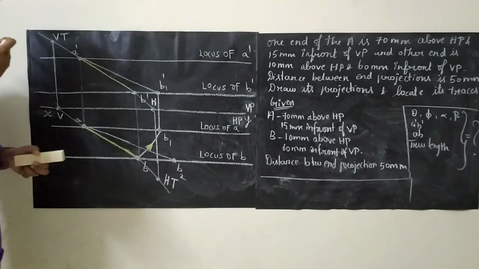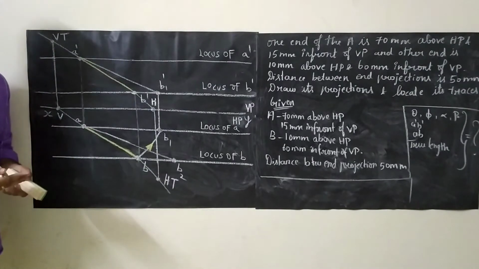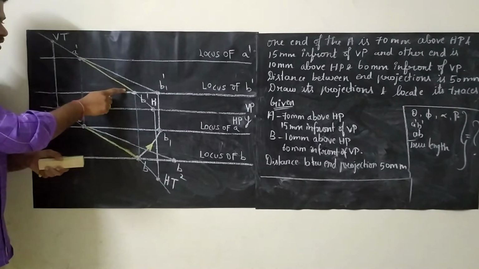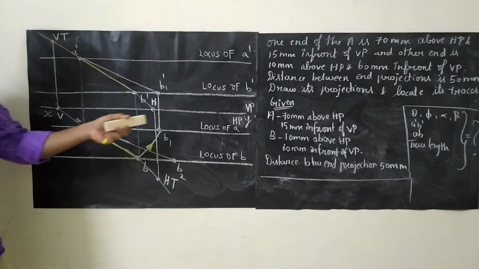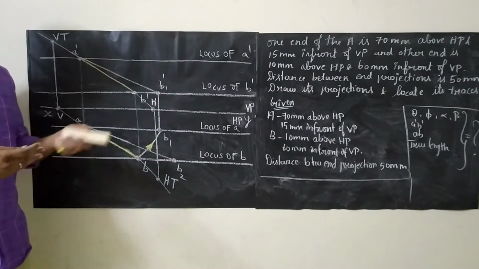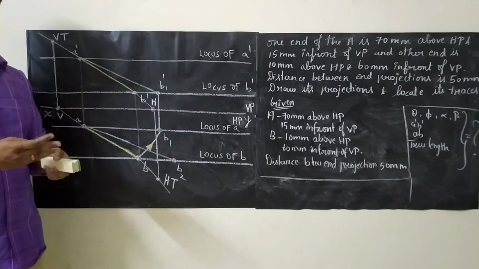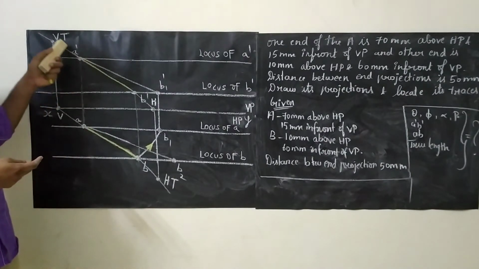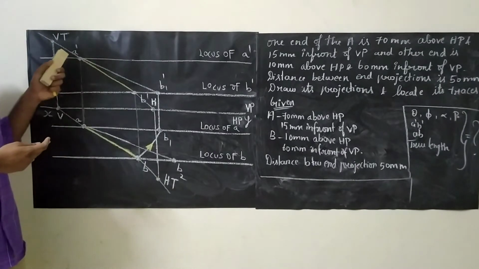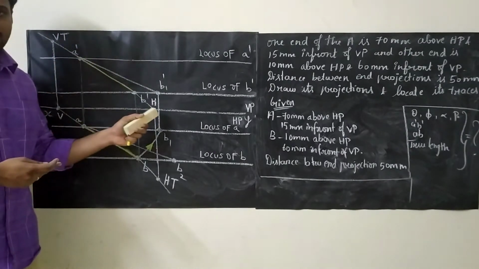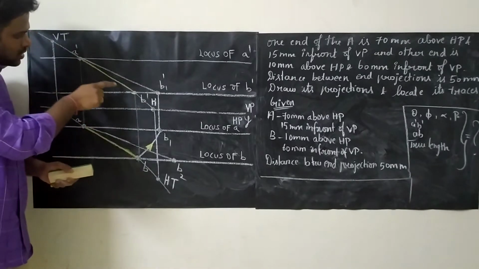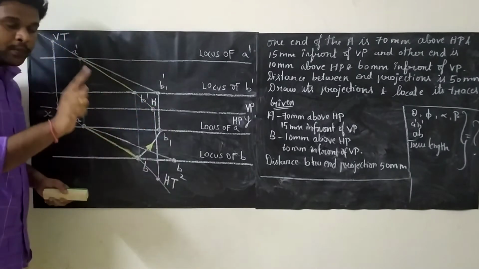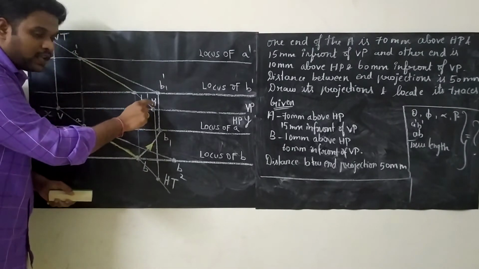Now we are going to draw the traces. For that, the same steps we followed. First step is to extend your front view, that is the A dash B dash line, till it touches the reference line. In previous cases, we had the locus of A dash below, so we were extending in the reverse direction. But now we can't extend forward, right? So we have to extend A dash B dash in the reverse direction. When you extend the A dash B dash line in reverse direction, it will touch your reference line at one point, and that point is called your H.